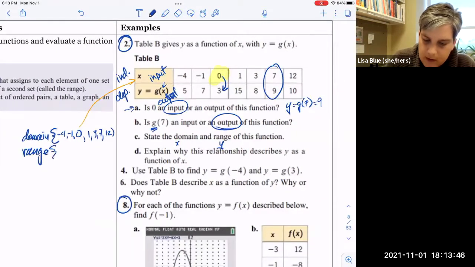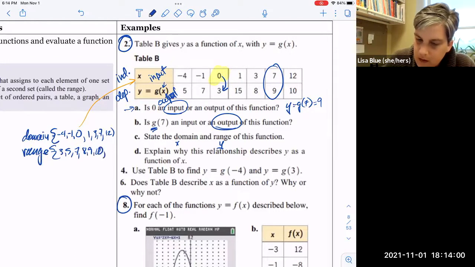And then if we want the range, that'll be the y values. And the y values, they aren't quite in order, but we can look at them, skim through them right quick and see that 3, 5, 7, 8, 9, 10, and 15 are what they're looking for.